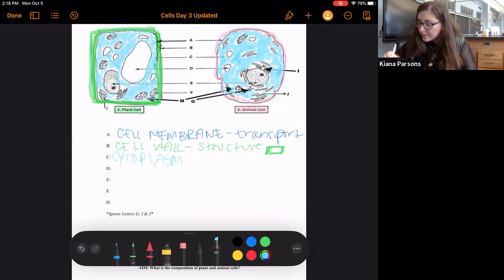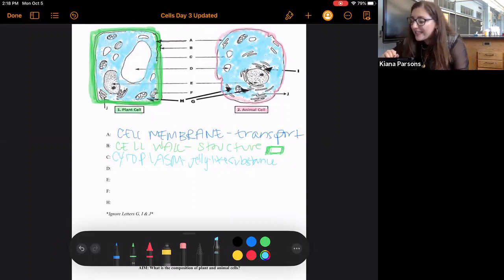Cytoplasm, jelly-like substance. Ooh, forgive that handwriting, jelly-like substance within which all of the other organelles are suspended.